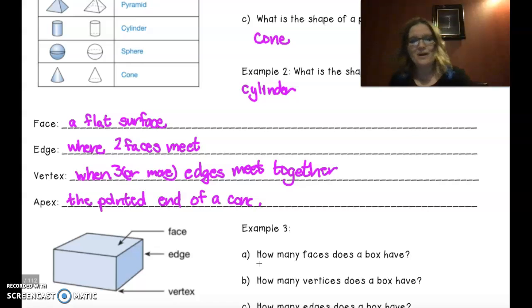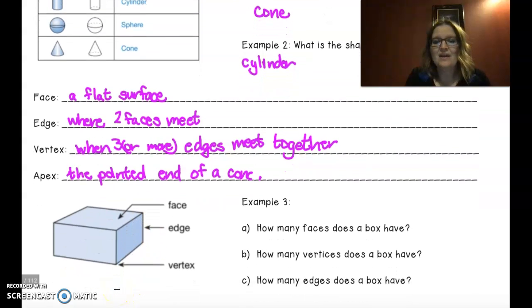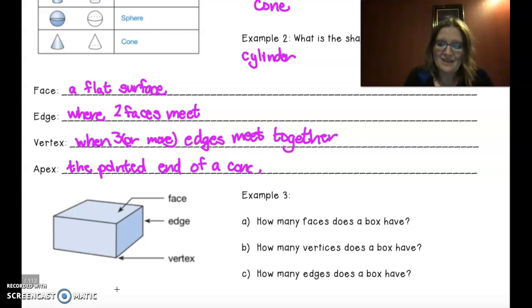You can see by our pictures, we have faces that are flat. Here's an edge, and then our little vertex. So let's look at our box here, our rectangular prism, so to speak. How many faces does this box have? We can see 1, 2, 3 right off. We know that there's one in the back, 4, one on the bottom, 5, and then one on the other side of this edge. So we know that there are 6 faces.